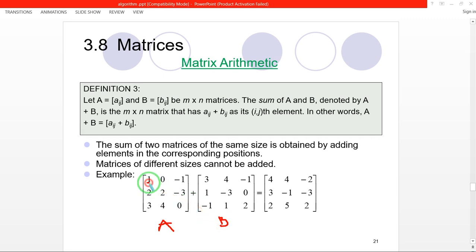So the first term will be added with the first, the second term with the second, the third term with the third. Terms in the same position, the same row and same column, will be added. So this is the result: 1 plus 3 is 4, 0 plus 4 is 4, minus 1 minus 1 is minus 2, so simple. 2 plus 1 is 3, and so on. So this is a simple method of matrix addition.